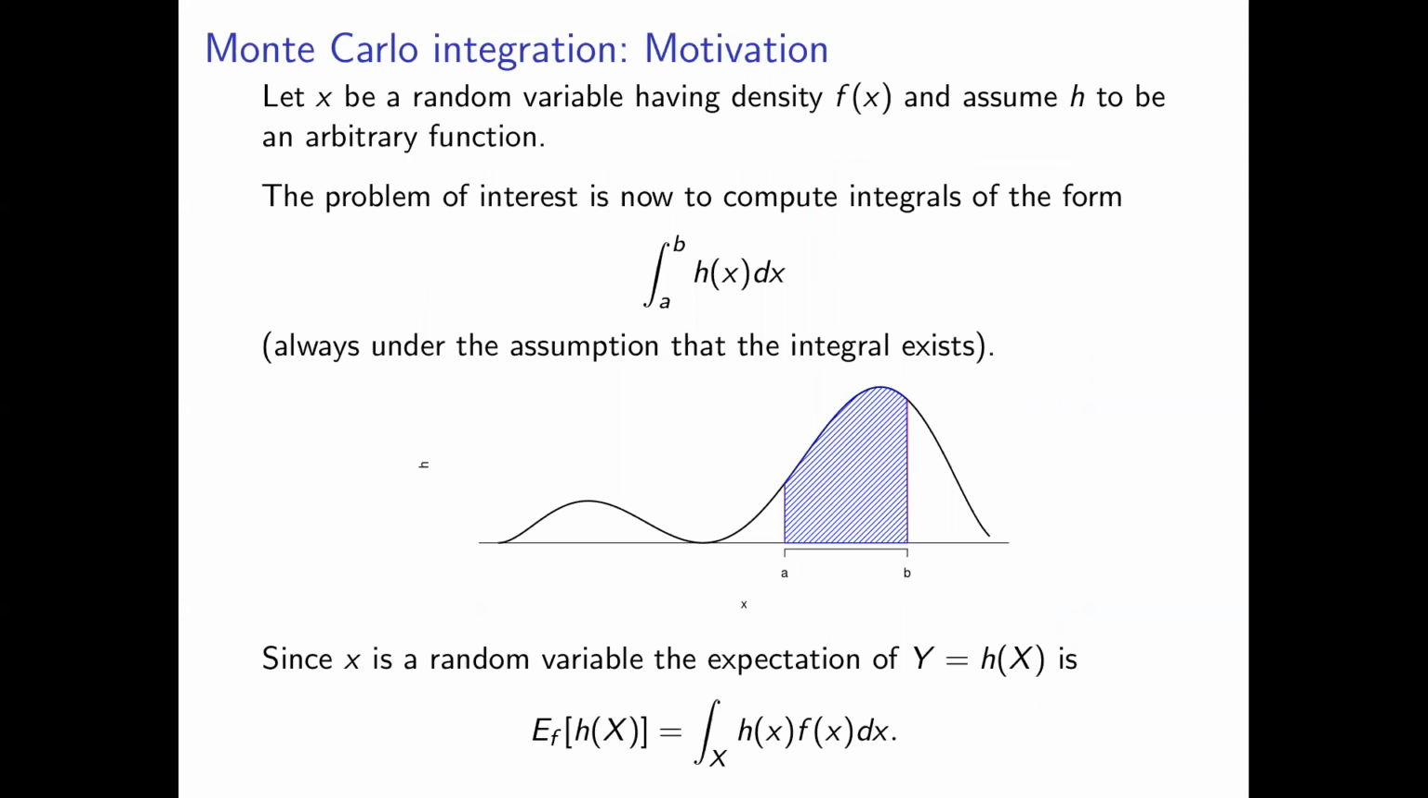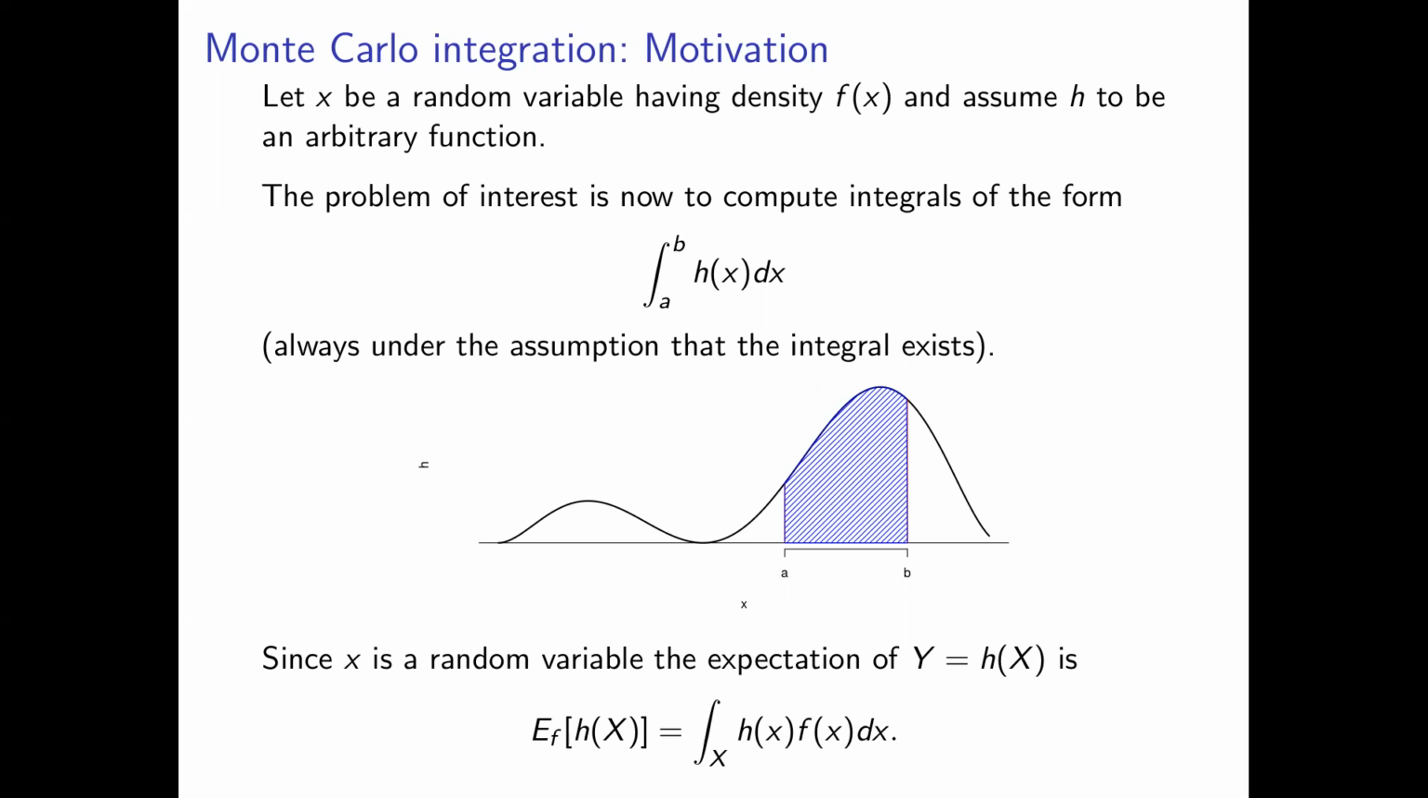So this gives us the motivation of what we actually want to do. We want to generate random points, random variables x from a given density f of x. And we assume that we will use another function, an arbitrary function h, to transform these points. And our actual problem of interest is to integrate this function h of x with respect to x within a given interval a to b.